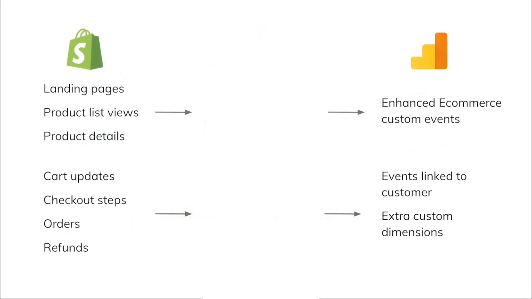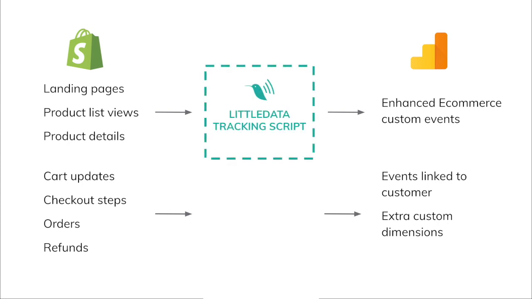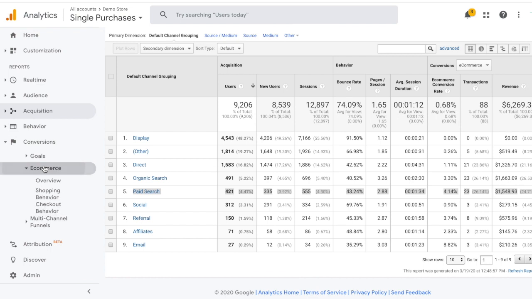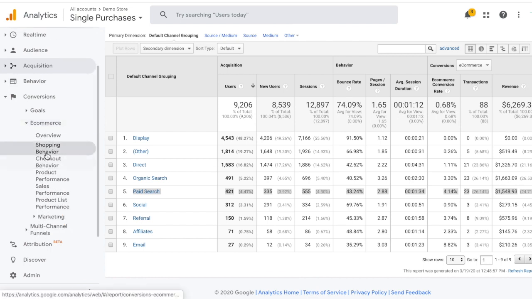It's how we link directly to Shopify servers to sync up the data. Our improved tracking script links up with Littledata servers to capture all the e-commerce events. That means faster page loads for your users, more accurate data, and less stuff for your developers to maintain. So let's see how that looks in Google Analytics.